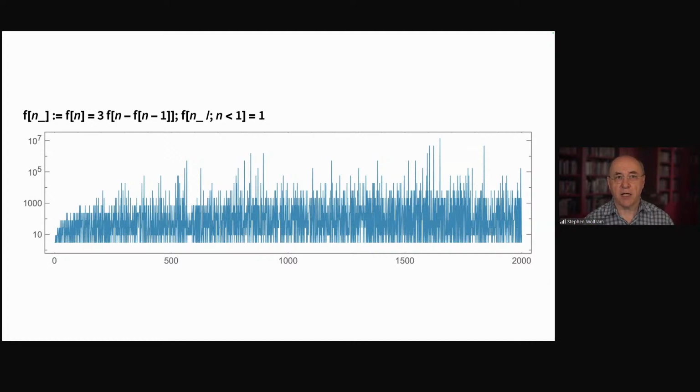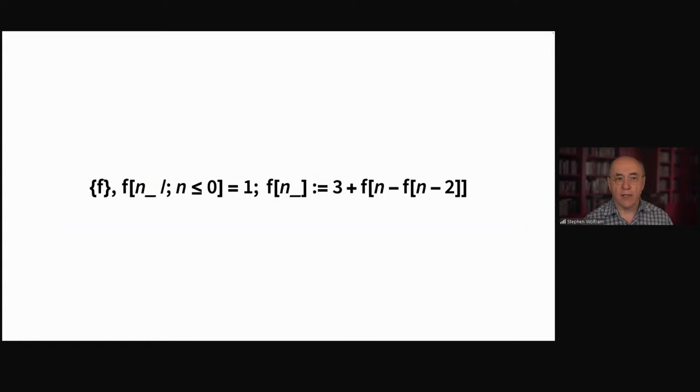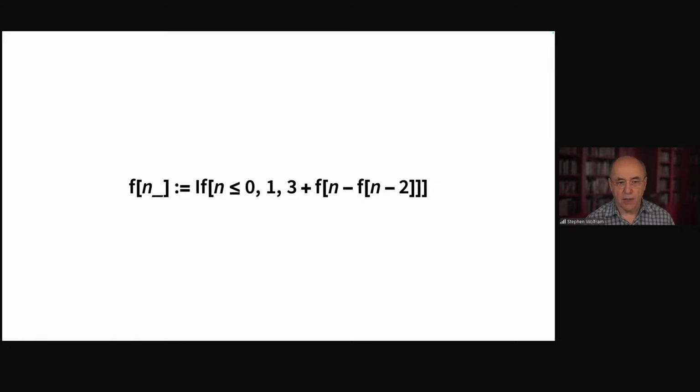All right, the basic idea. Consider the definition that we'll later call P312. The definition is just saying F of n_ such that n is less than or equal to 0 is 1, and F of any other value n is 3 plus F of n minus F of n minus 2. We can also write that in this form here: if n is less than or equal to 0, then 1, otherwise 3 plus F of n minus F of n minus 2.